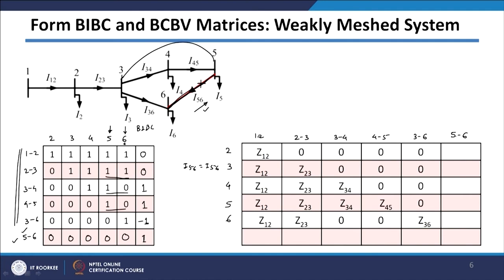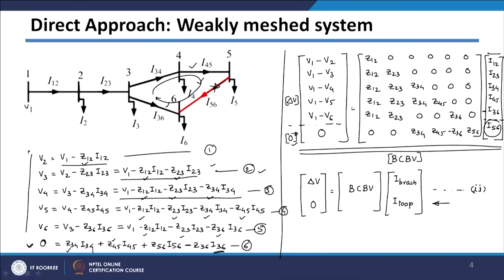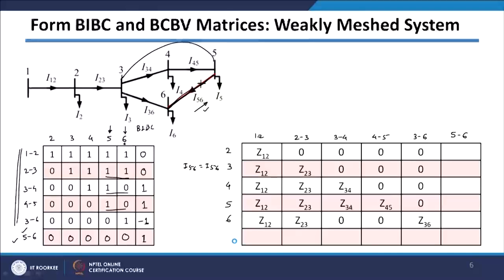And we have seen when we wrote the equations for forming the BCBV matrix, in the first 5 equations we are not getting any term related to I56. In any of the equations we are not getting any term which is related to 56. So, we need to put 0 there. We need to add one column which is basically 0 0 0 at the 56 line.